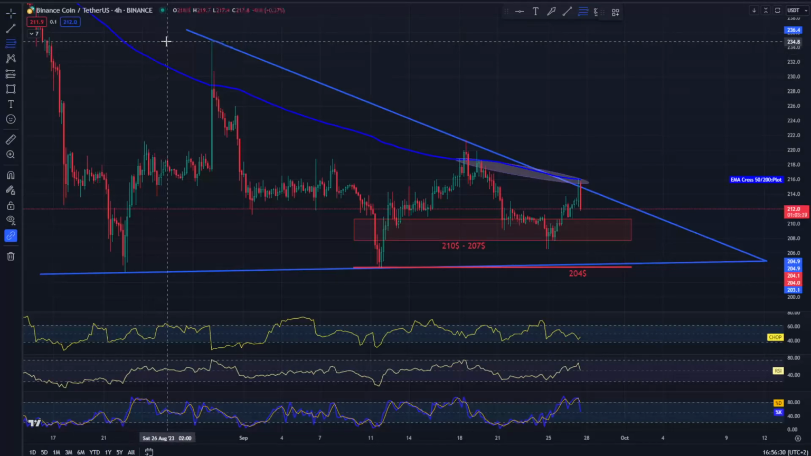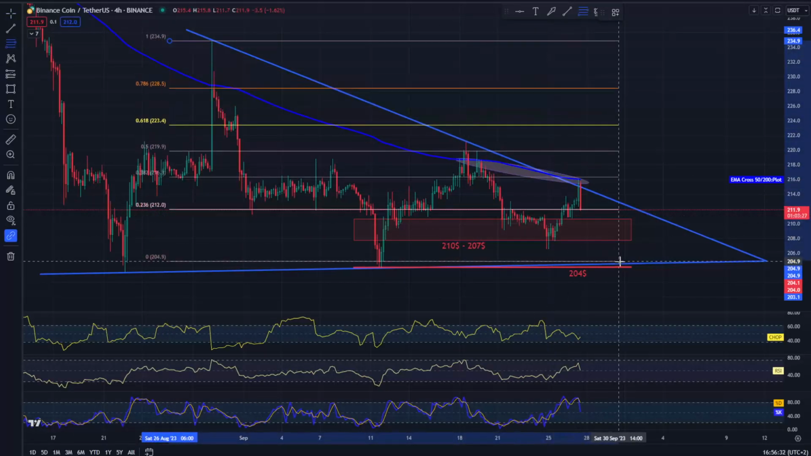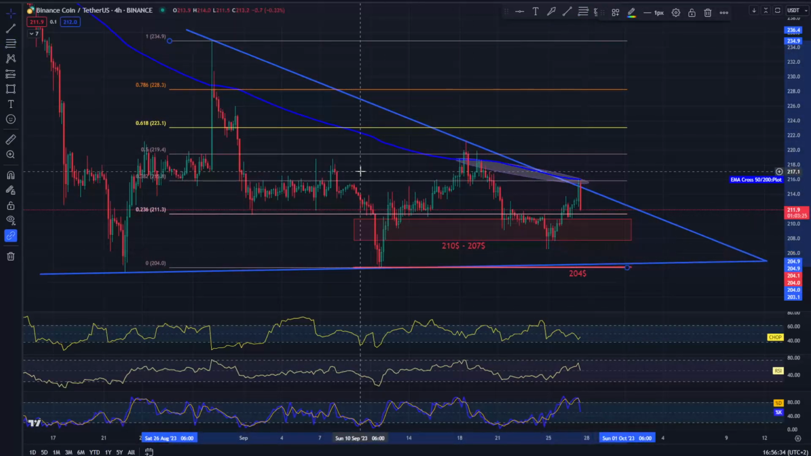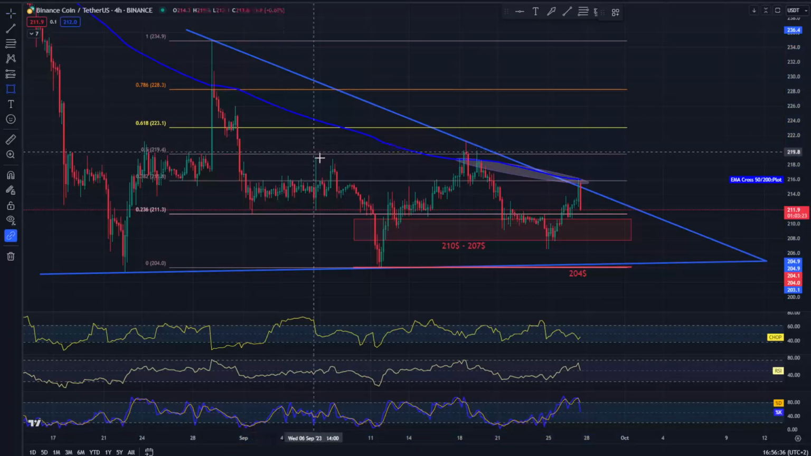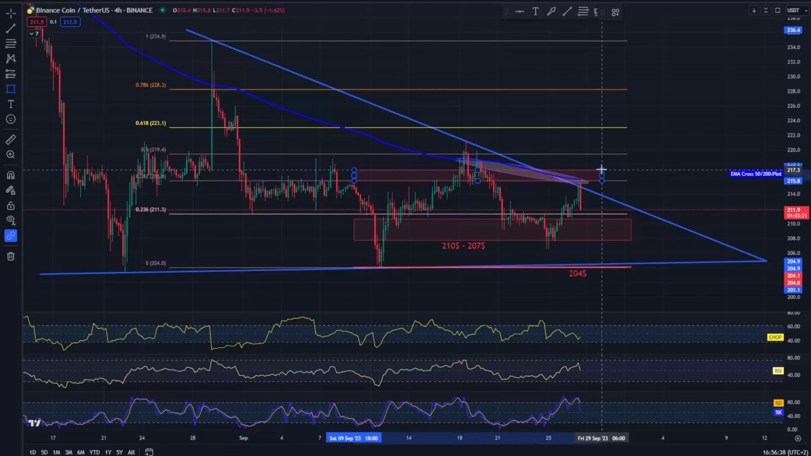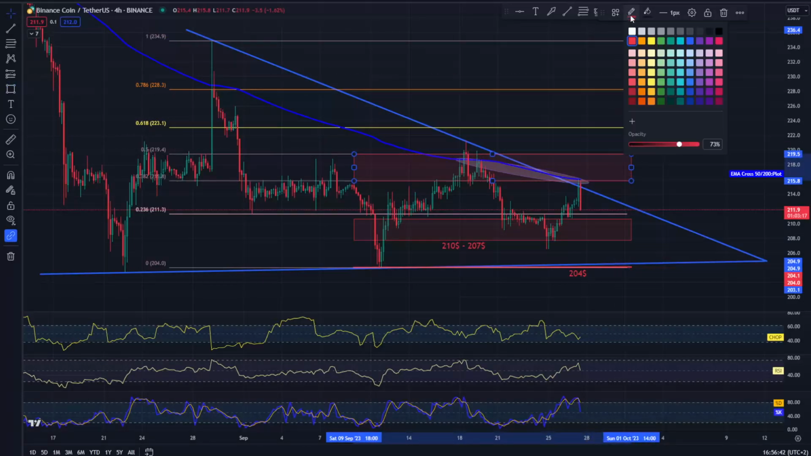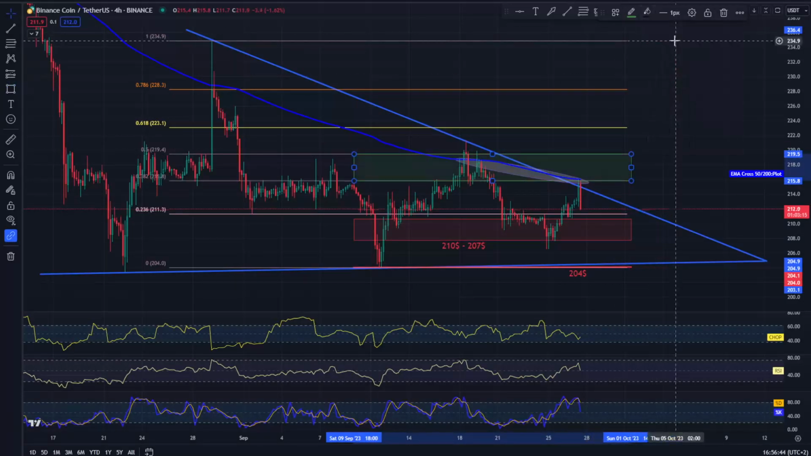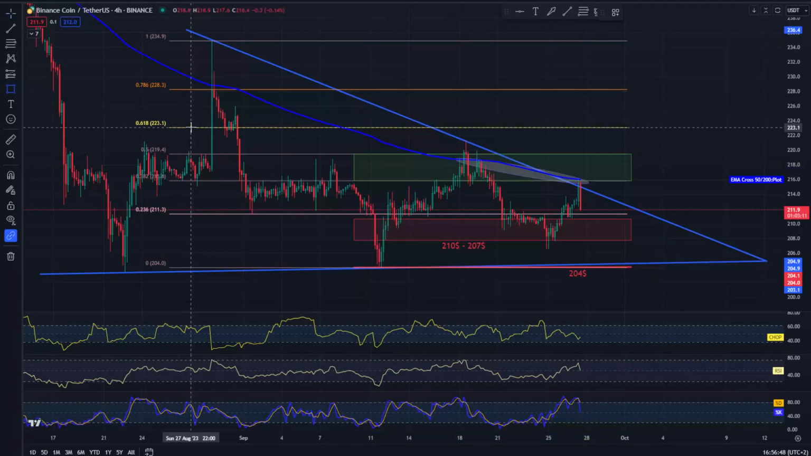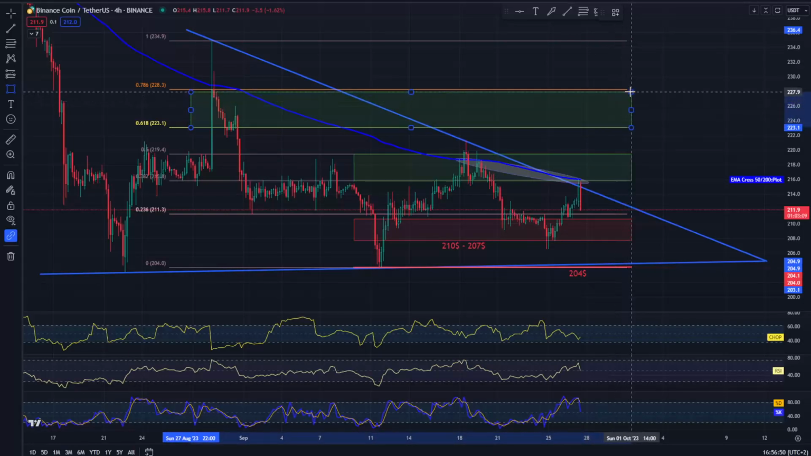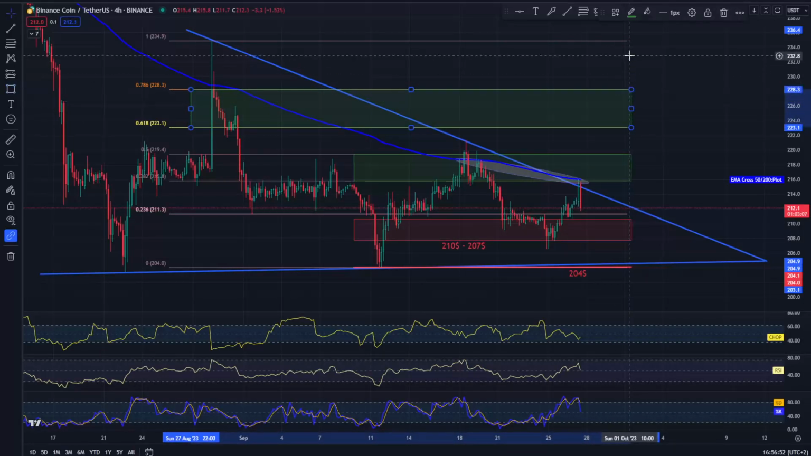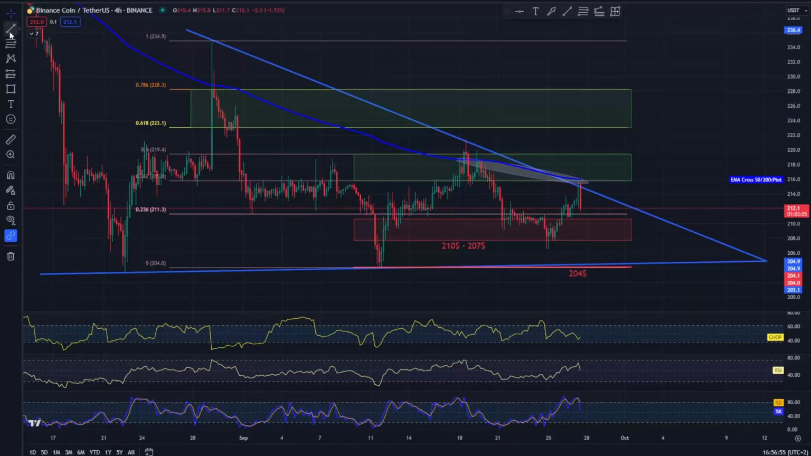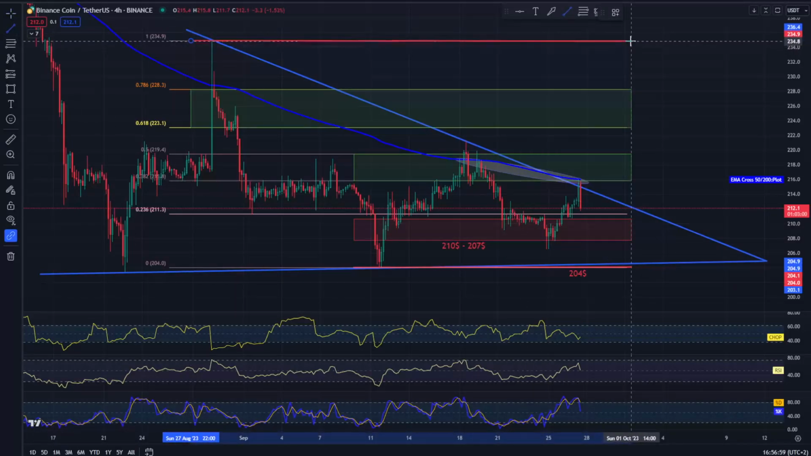Looking the other way, we can similarly mark places where the price should encounter resistance on the way up. And here the first resistance zone starts at $215 and ends at $219. Then we have the second zone from $223 to $228. And then strong resistance at $234.